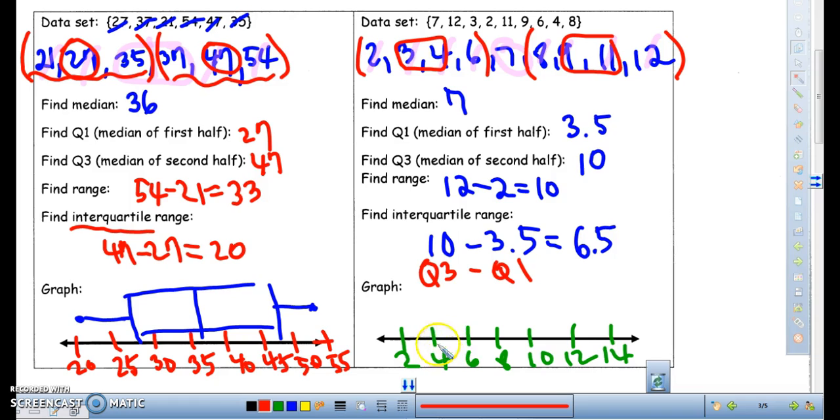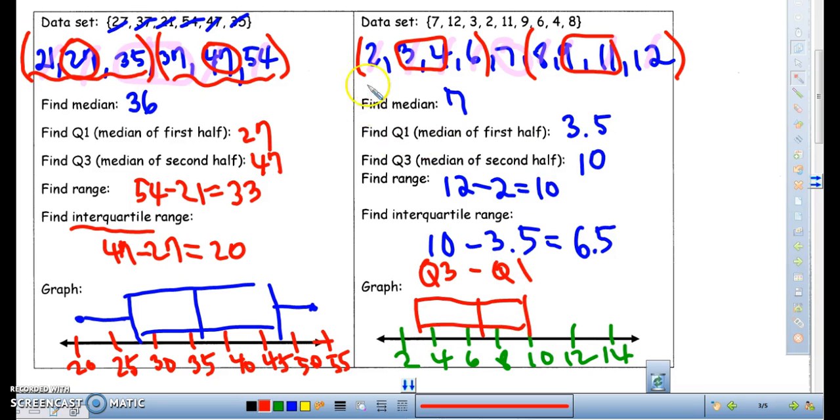So let's draw the box and whisker here. So median, you start with 7. And then you're going to put 3.5 as the lower quartile right here, somewhere here. I'm going to just estimate. And then the upper quartile is 10. And that's your box.